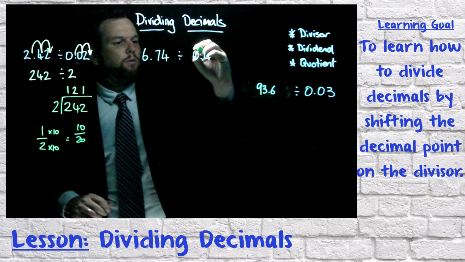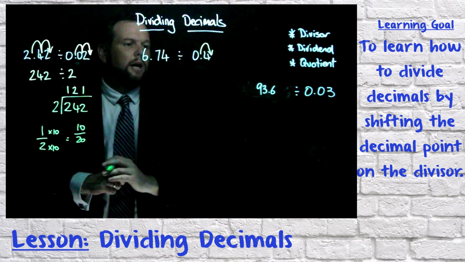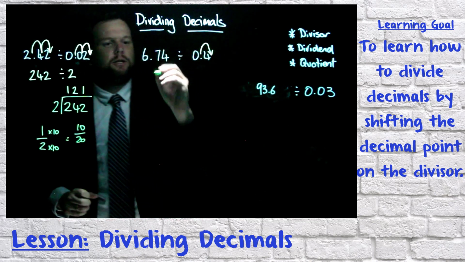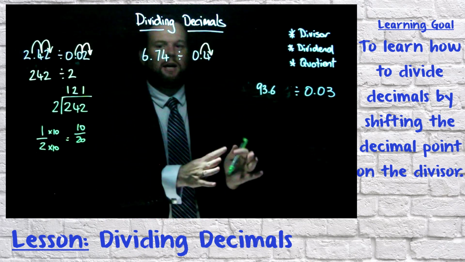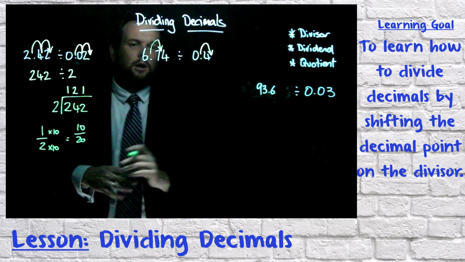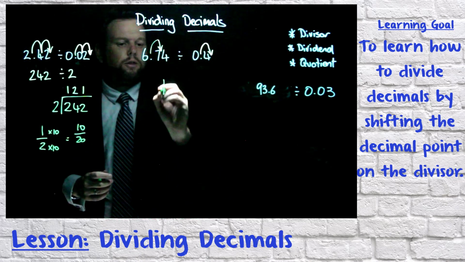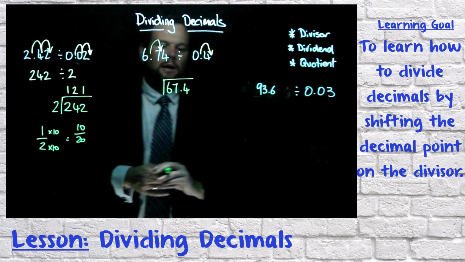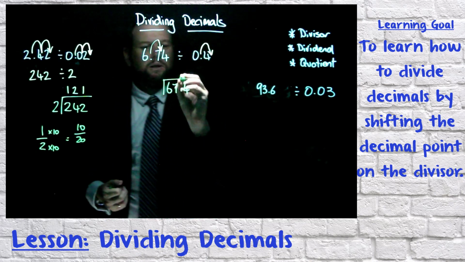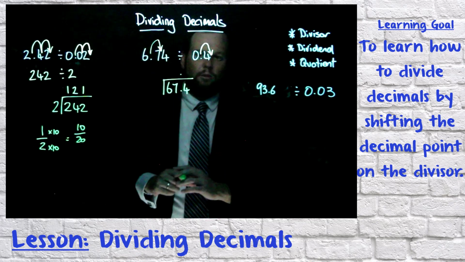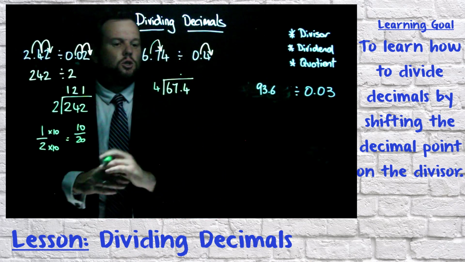This one here, I need to move the decimal point 1 place to the right. Whatever I do to the divisor, I have to do to my dividend. So I shift the decimal point 1 place to the right. Now your algorithm this time will have a decimal point in it. It's okay for it to have a decimal point in it. We just make sure it sits up the top line as well. And now we can do our division.